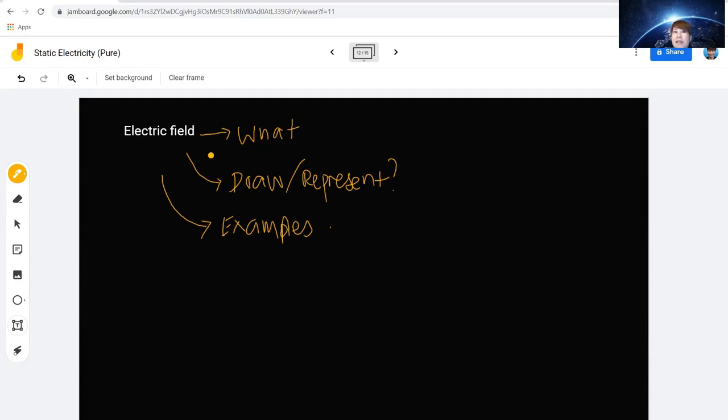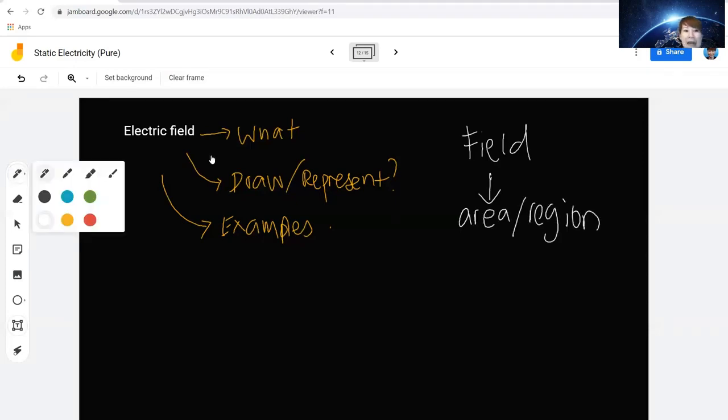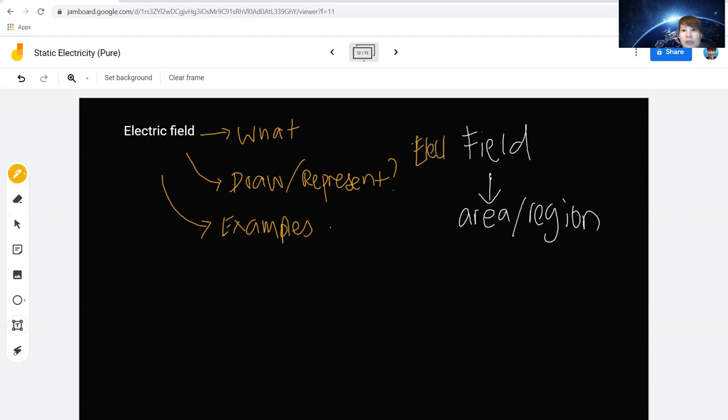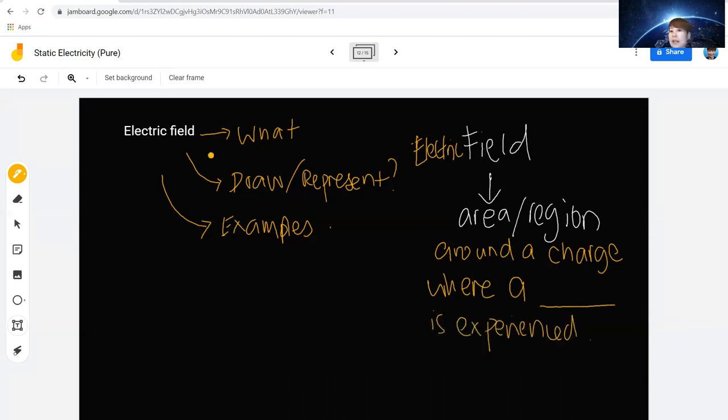Now, what is electric field? We are very familiar with the word field. Field, just like soccer field, rice field, is talking about an area. It is talking about a region. So likewise, when we specifically talk about electric field, we are talking about an area or region around a charge where something is experienced. What do you think it is? An electric field is an area or region around a charge where a force is experienced by another charge in the field.